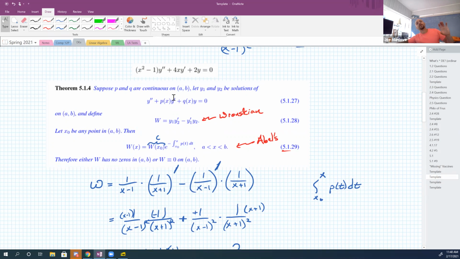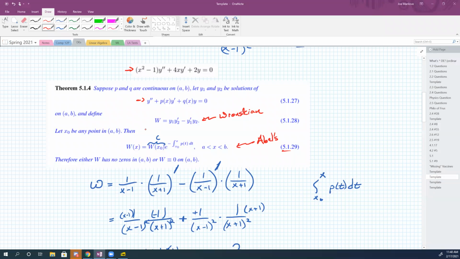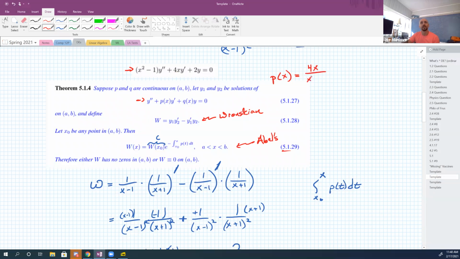However, I need this to be the same as this, right? I need these two differential equations to be in the same form. And they're not. How do I make them in the same form? Divide by the leading function on y double prime. Okay, good. So my p function, p of x in this case, is 4x over x squared minus 1.